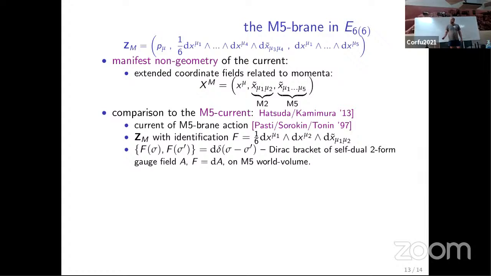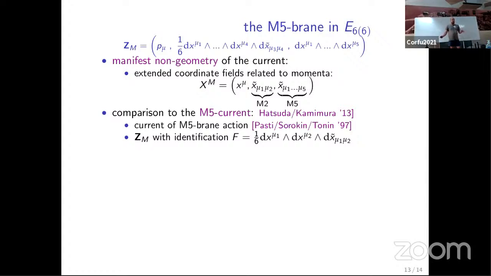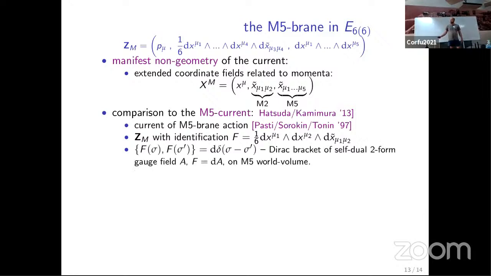And so part of this postulate of using the deformation symmetry was also that we postulated the Poisson structure. And if we use this postulated Poisson structure to derive the Poisson brackets of this combination, we get exactly the properties that we would expect. So this is basically the Dirac bracket of a self-dual two-form gauge field, which is defined on this M5 brane world volume.